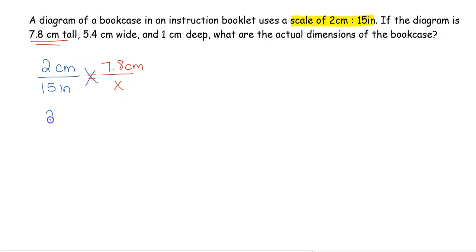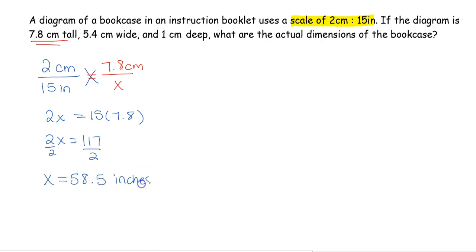We cross multiply. 2x is equal to 15 times 7.8. 15 times 7.8 is 117. We divide by 2, and x is going to be equal to 58.5 inches tall. Again, make sure that you label your answer so we know what that number is representing.